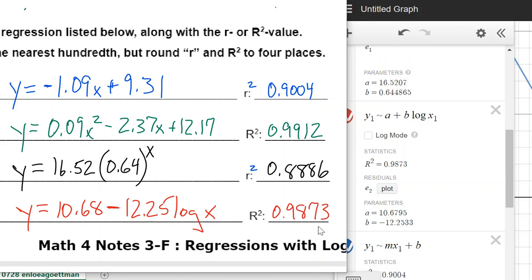Now, just by looking at my r squared values alone, it looks like the parabola is the best bet. It has 0.99. The logarithm is not far behind it at 0.987. So we're going to bear this in mind.